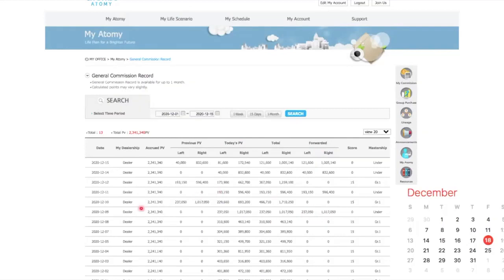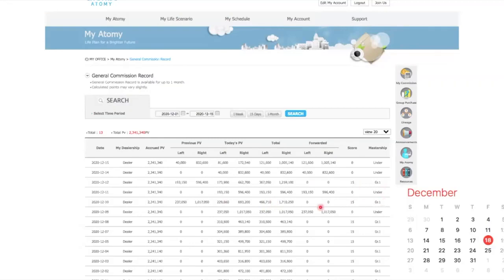So come the 10th, it says previous PV, which means from the previous day, which was the 9th, I had 237,000 on the left and 1 million on the right. On today's PV, which was on the 10th, I had an additional 229,660 points on the left. So taking what we had the day before on the 9th, plus what we accumulated on the left on the 10th, that gave me a total of 466,710 on my left side, so that I had a minimum of 300,000 on my left and right side so I could be paid out on that day. Does that make sense? Yes?